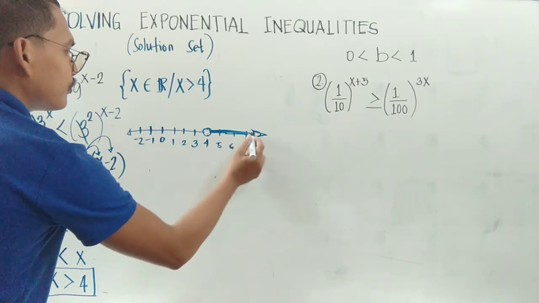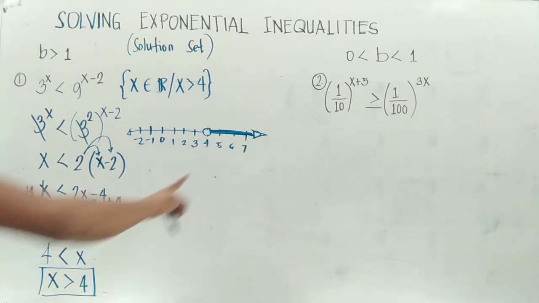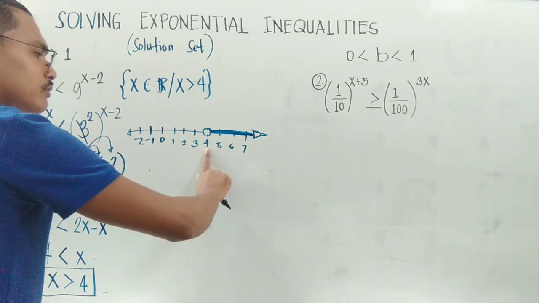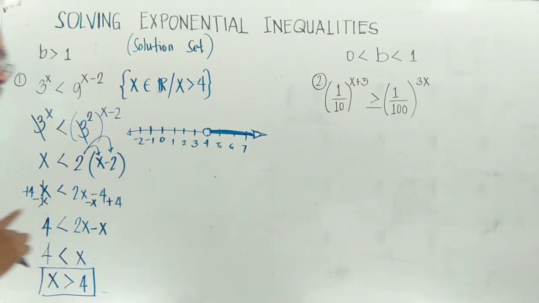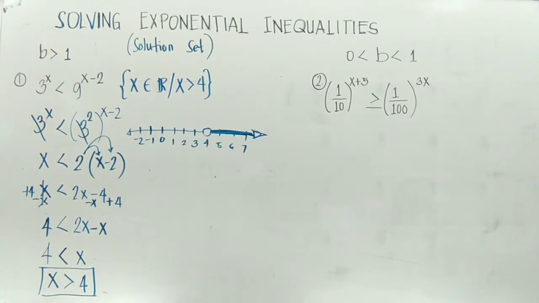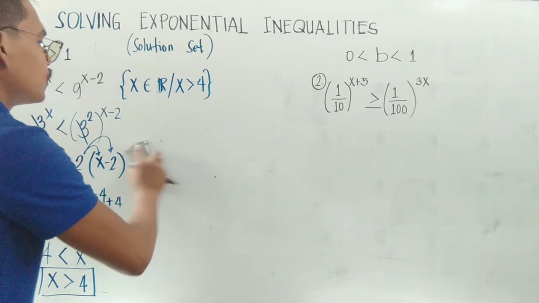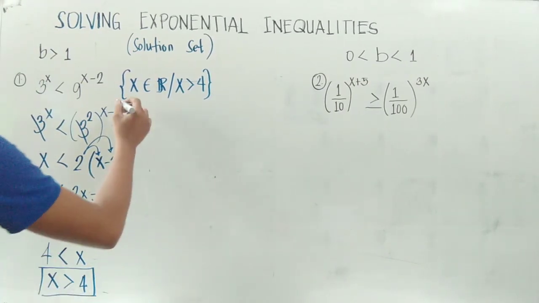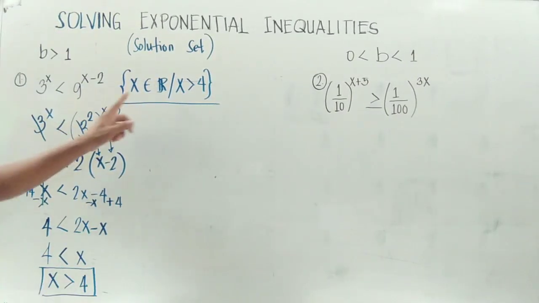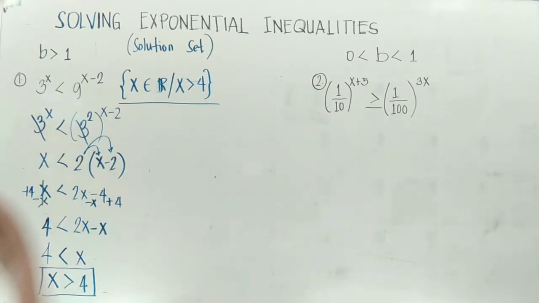And that's it. From 4 until positive infinity. Okay? Where 4 is not included. Okay? So now let us proceed to number 2. So using this one is enough. So x is an element of real number where x is greater than 4.